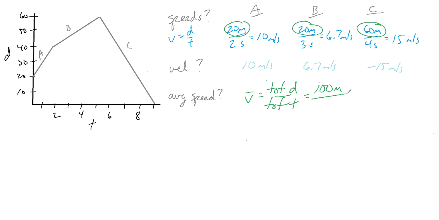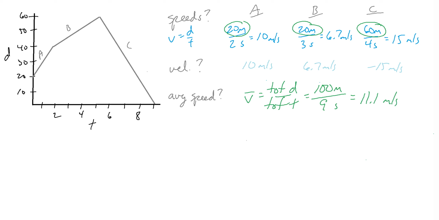And how long did that take? Well, you could add your denominators if you want to, or just look at your graph. Went from 0 to 9 seconds. So that took 9 seconds. So we've just got 100 divided by 9, and that's it, which gives us an average speed of around 11.1 meters per second, which is not what you would get if you do 10 plus 6.7 plus 15, add them up, divide by 3. It's not going to be close. So that's how we could find the average speed for the entire thing.